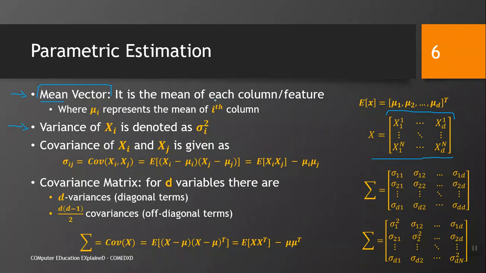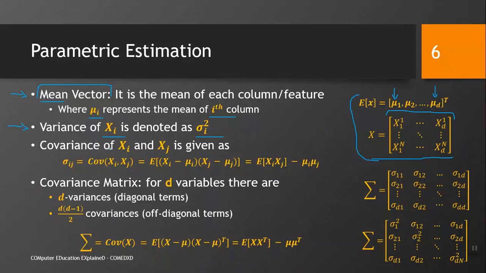So, it is the mean of each column or feature, where mu i represents the mean of the ith column. This must be understandable to you that instead of having one value of mean, we would have d values, and each value would correspond to one feature.